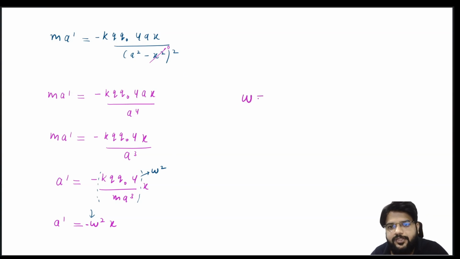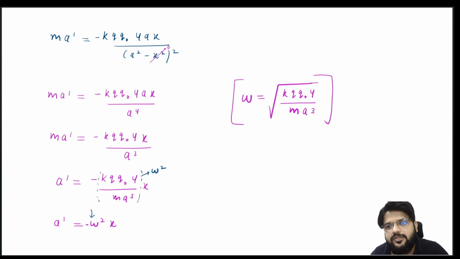So omega equal to what? It is under root, because omega square equal to this. So omega equal to what? It is under root k q naught 4 divided by m a cubed. This thing we will get. This is the omega value. This is the angular frequency.